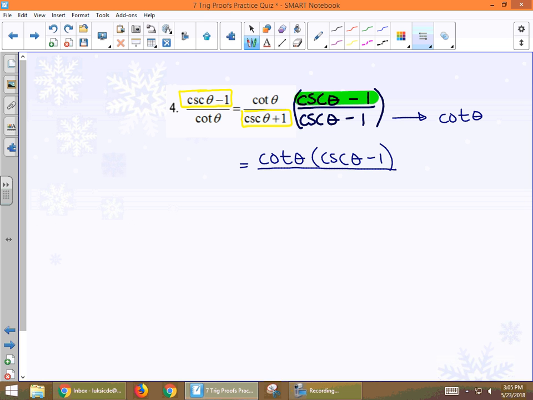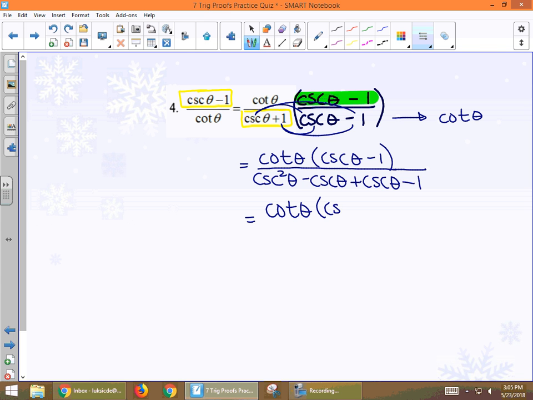I'm going to multiply out the denominator. So cosecant times cosecant is cosecant squared. Cosecant times negative 1, negative cosecant. Cosecant times positive 1, positive cosecant. Positive 1 times negative 1 is negative 1. Again, I'm leaving the top alone. In the denominator, my middle terms cancel. So I'm left with cosecant squared minus 1.